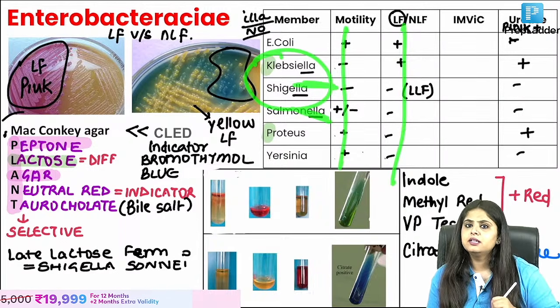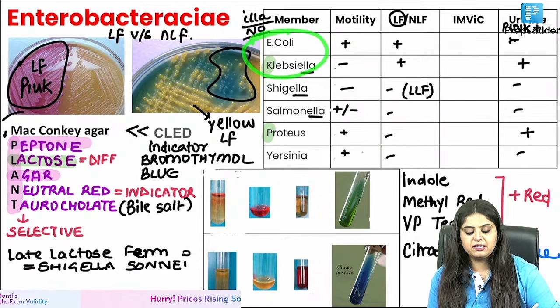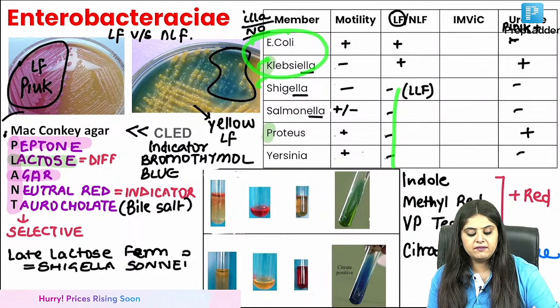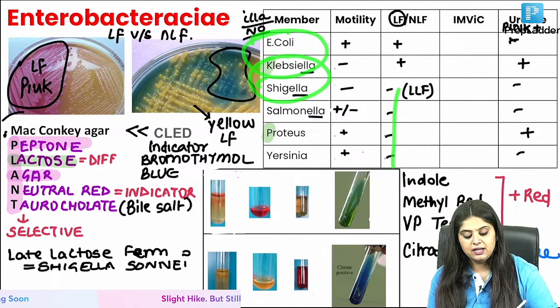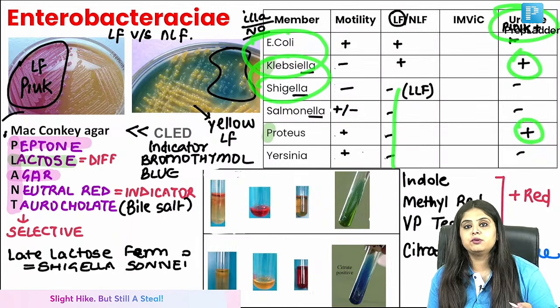Here also it is remembered. Simple lactose fermenters were two, all the rest non-lactose fermenters. The illa ones non-motile, all the rest motile. Punch and kiss are going to be urease positive because pink.